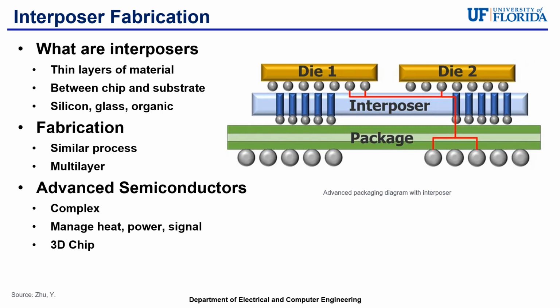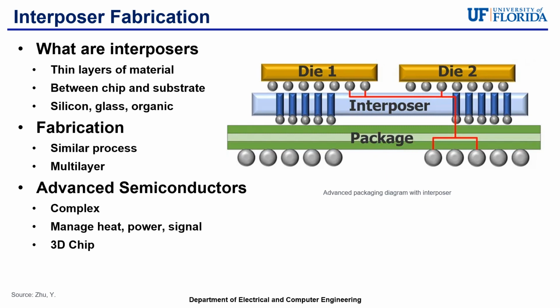The fabrication of interposers involves a process similar to semiconductor manufacturing, where precision is key. These interposers often contain features like through silicon vias, aka TSVs, and redistribution layers, aka RDLs. TSVs are vertical electrical connections that go through the silicon wafer, which allow for 3D integration of chips, and RDLs are wiring layers that redistribute the connections from the dies to different locations on the interposer for better connectivity. Advanced semiconductors rely on interposers to manage heat, power, and signal transmission more effectively, especially in 3D chip architectures where components are stacked vertically.